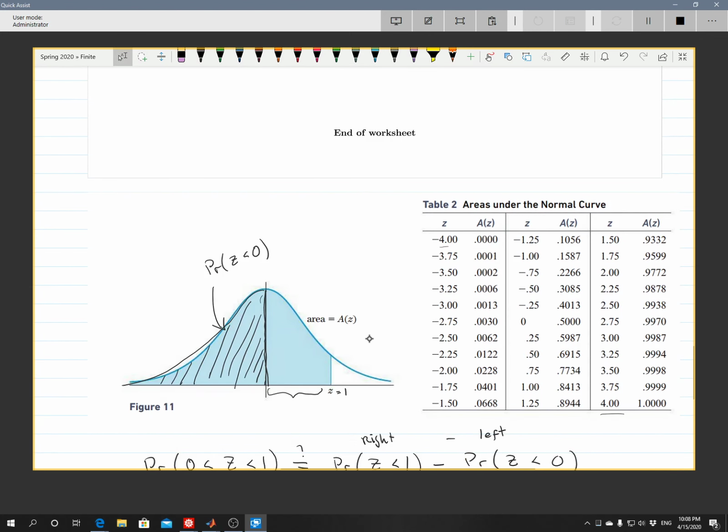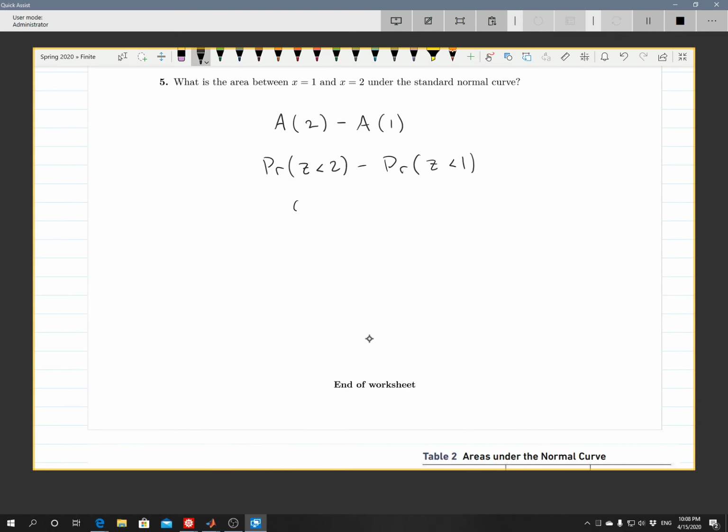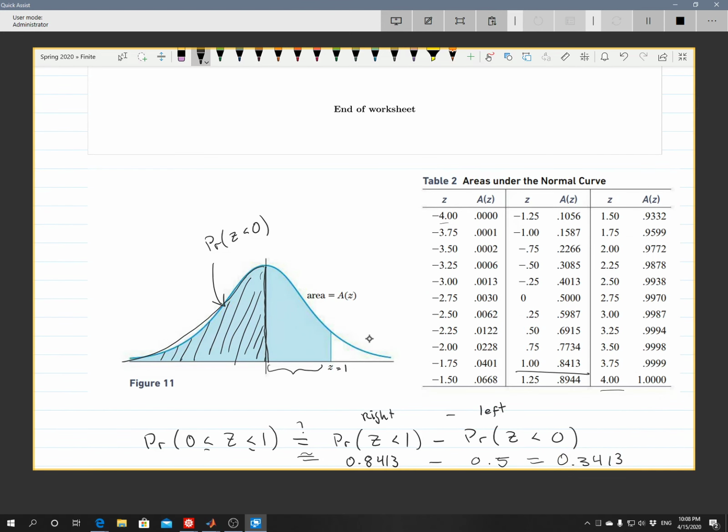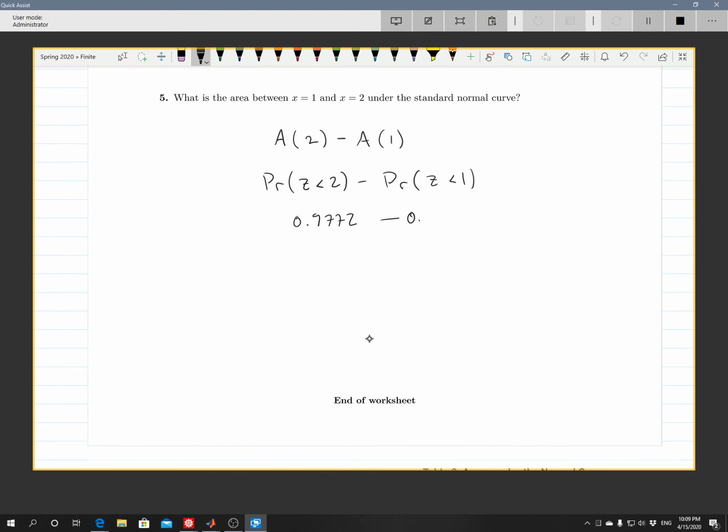So 2 is 0.9772 minus, at 1 we have 0.8413. Alright, I'll leave it to you guys to do the actual arithmetic, and well, that's all for now.